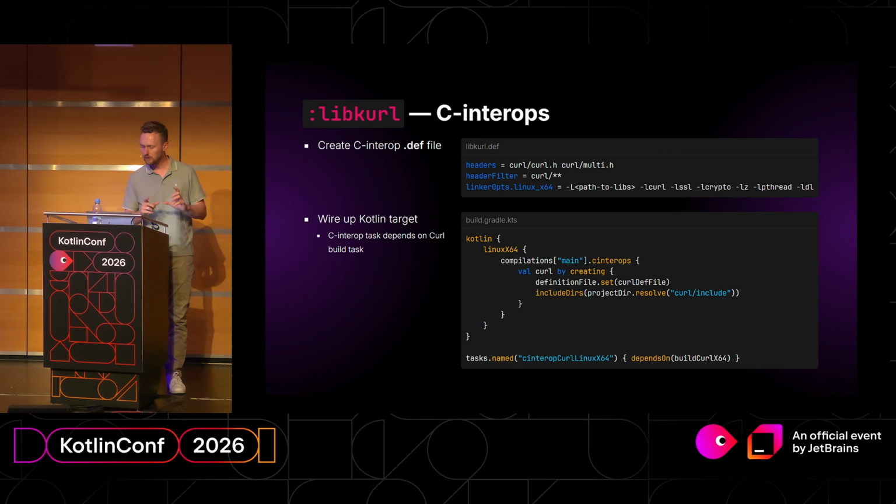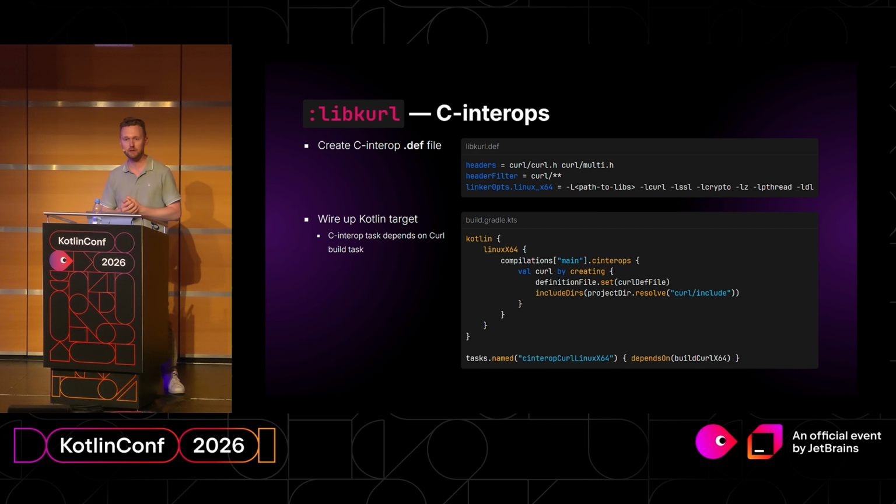What I didn't show here on these slides for brevity is that the curl build depends on the OpenSSL build, so you can see that there's a bit of a chain of dependencies here, but basically the core part of the magic here is making sure that your Kotlin compilation depends on the C compilation happening first.